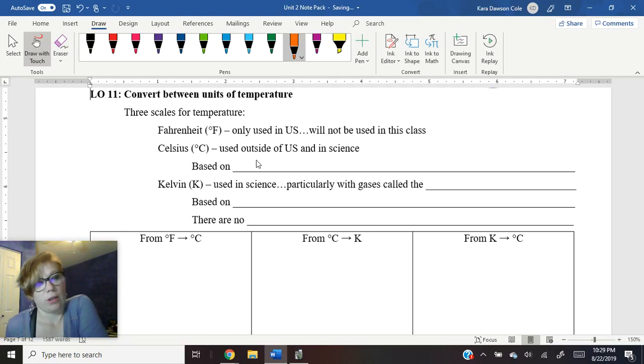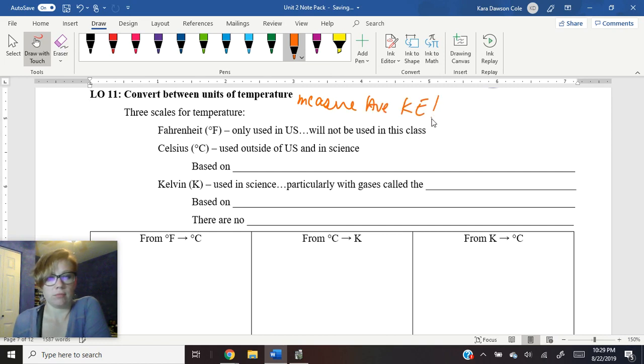We're looking at learning objective 11, which is to convert between units of temperature. So again, remember temperature is a measure of average kinetic energy. Okay, so again, not heat. It is not heat. So there are 3 scales for temperature.